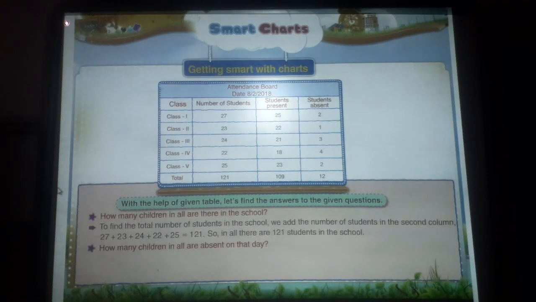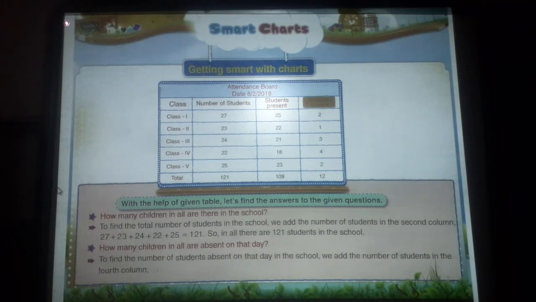How many children in all are absent on that day? To find the number of students absent on that day in the school, we add the number of students in the fourth column, that is 2 plus 1 plus 3 plus 4 plus 2, which is equal to 12. So, the number of students absent on that day are 12.